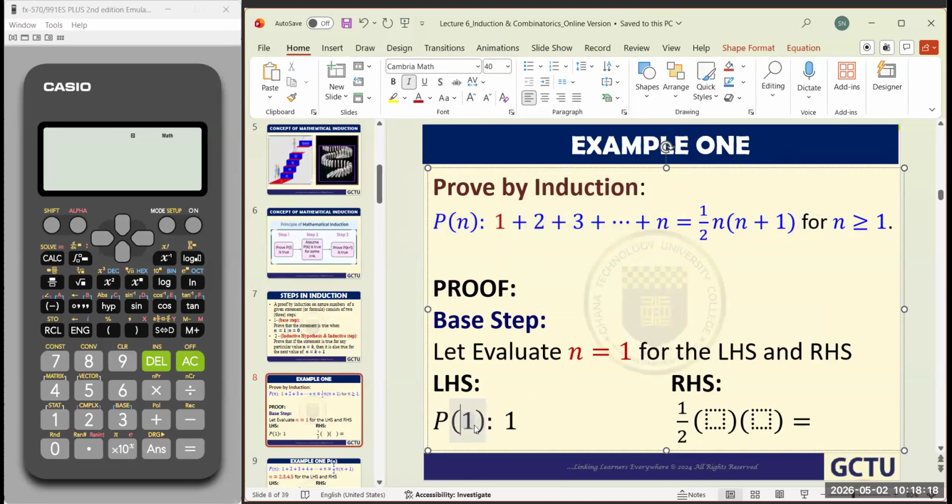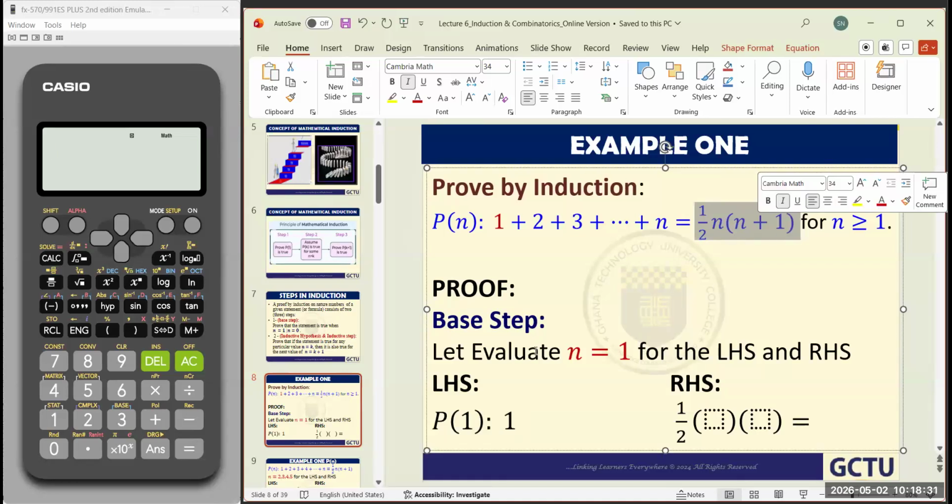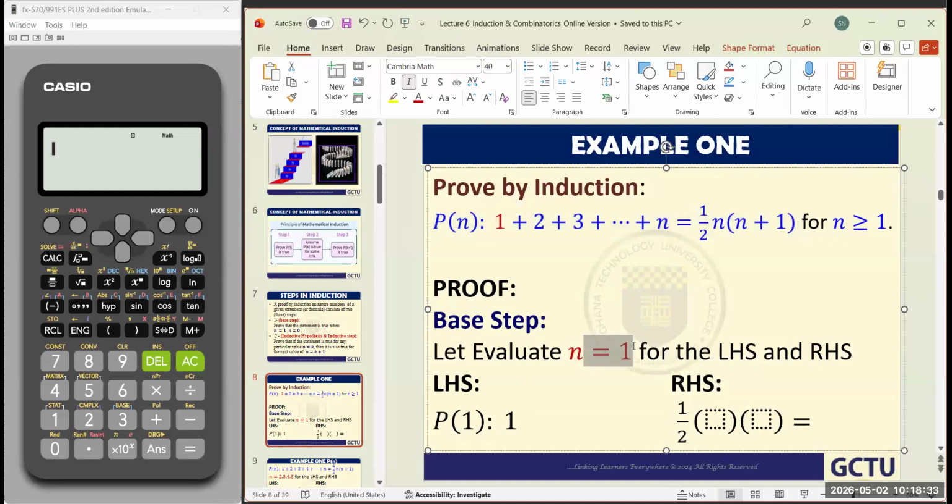So you see that on the left-hand side, I've written P of 1 will be equal to 1. Now, on the right-hand side, I have half into bracket n plus 1. So wherever I see n, I'm going to substitute the value n is equal to 1. So when n is equal to 1 here, I'm going to get 1. And then the second part, I'm going to get 1 plus 1, which is equal to 2. So half times 1 times 2, I hope you know that that will be equal to 1. The 2 will cancel the 2. The answer is equal to 1.